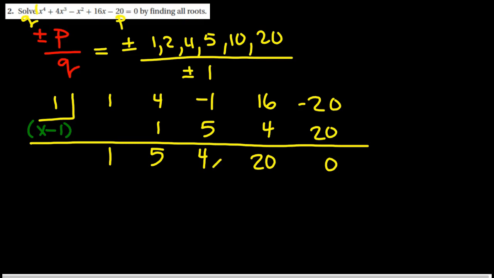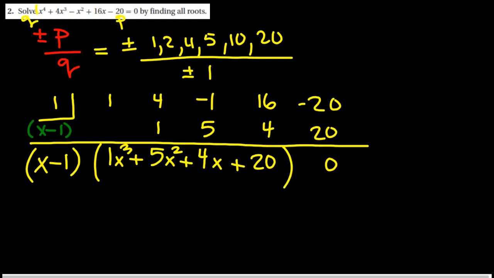So we have constant, linear term, quadratic term, cubic term. Right? So essentially I'm factoring it, right? I've just factored it into x minus 1 times whatever my quotient was.